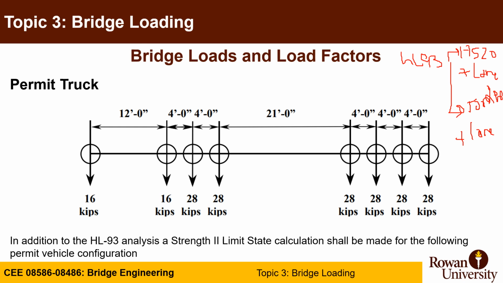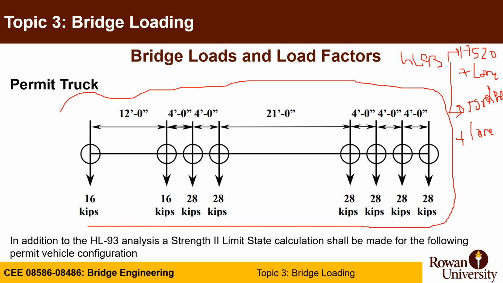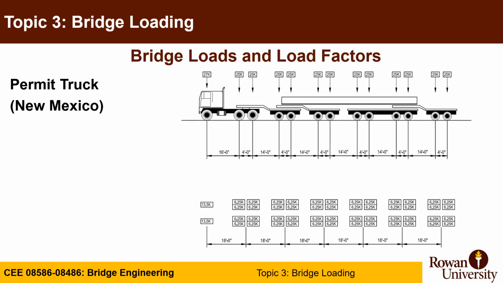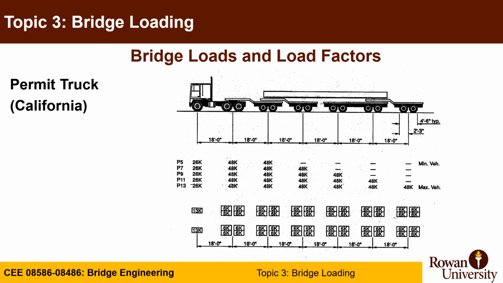We were also exposed to loads per state DOT. For example, here we are representing the load that has permit truck for New Jersey DOT. And last lecture we covered this permit truck on influence line. We also have New Mexico, for example, as permit truck B13. We also have California, which allows P5, P7, B9, B11, and B13 to drive over their highway bridges.